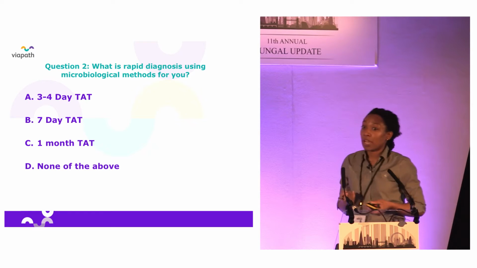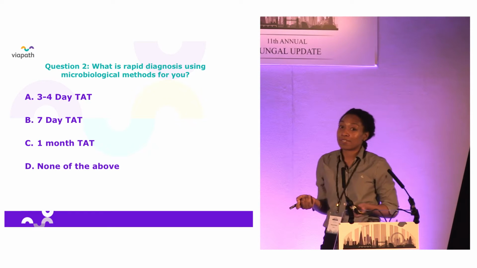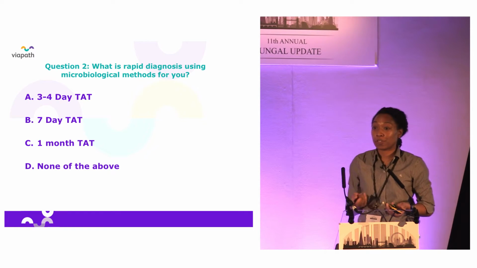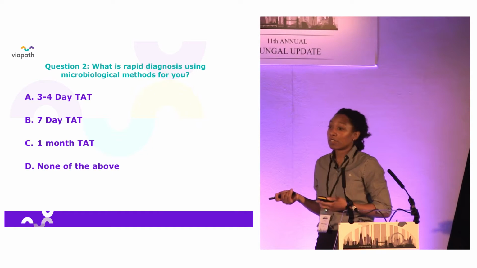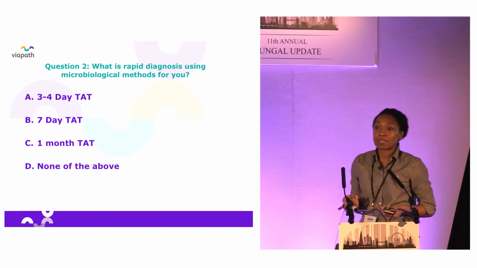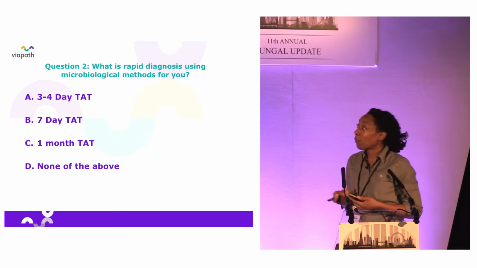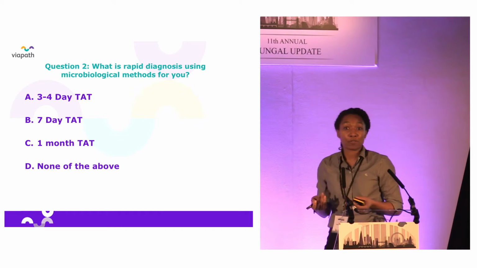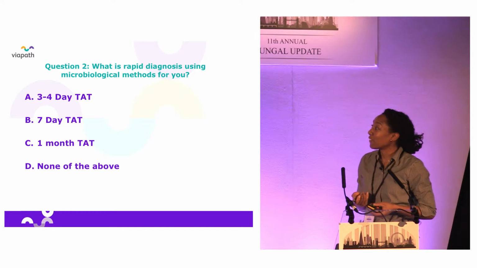So the second question I have for you is, what is rapid diagnosis using microbiological methods for you? Do you think 3 to 4 day turnaround time is suitable, 7-day turnaround time, a 1-month turnaround time, or none of the above? If you'd like to vote.